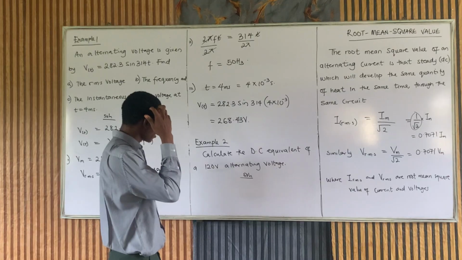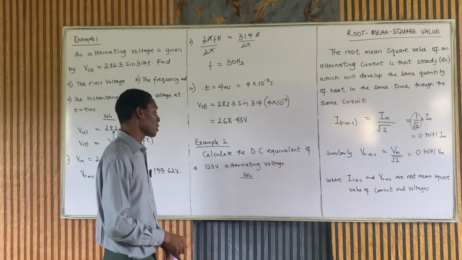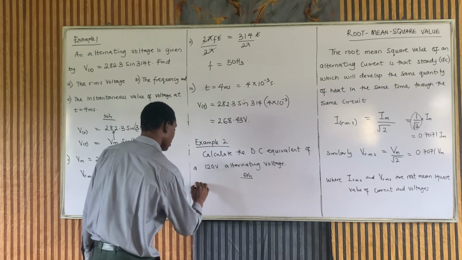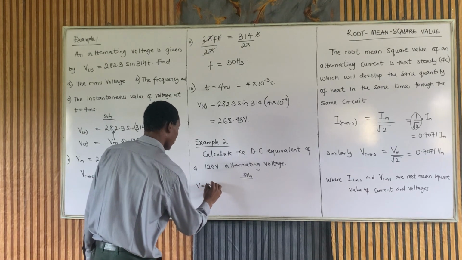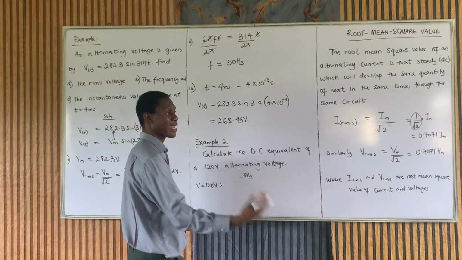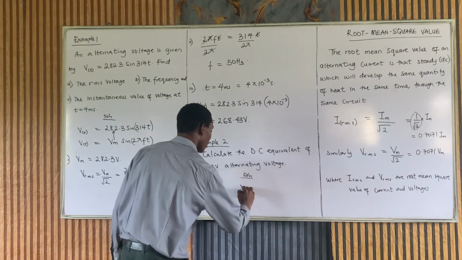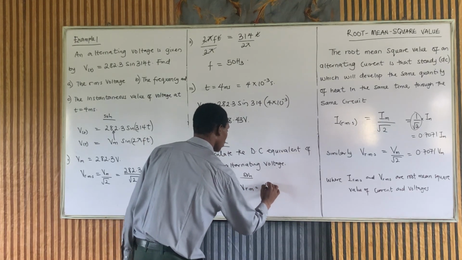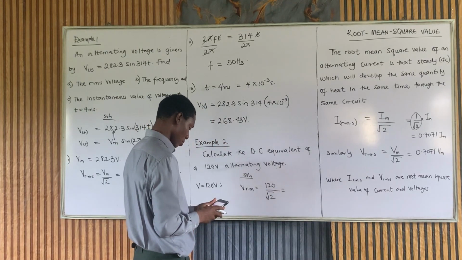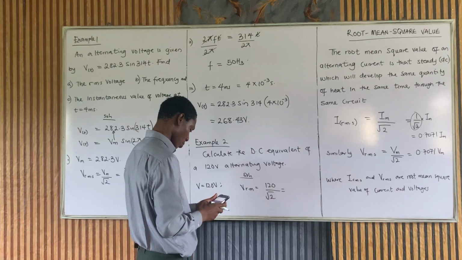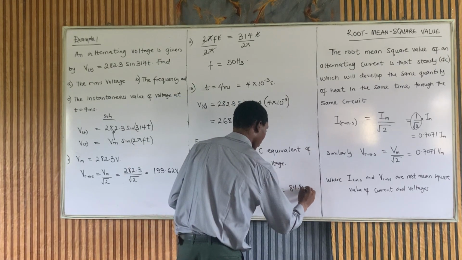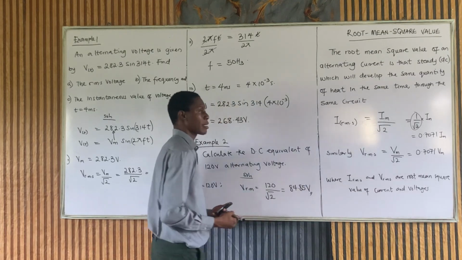Example 2, calculate the DC equivalent of a 120 volt alternating voltage. So here we have that our alternating voltage is 120 volts. Then what we have to get is the VRMS. That is the DC equivalent. So VRMS is just going to be 120 over root 2. That's 84.85 volts. That's the DC equivalent.